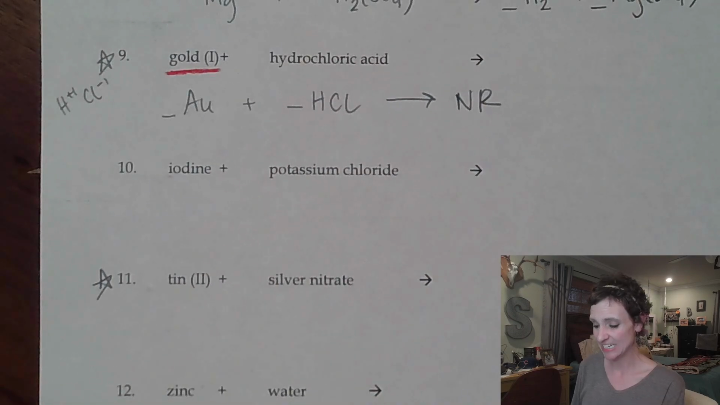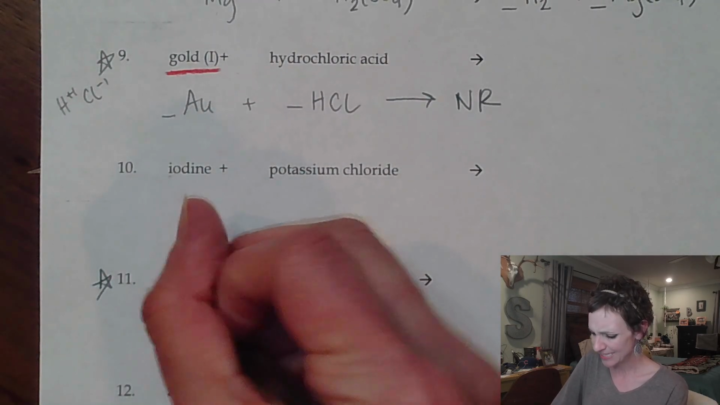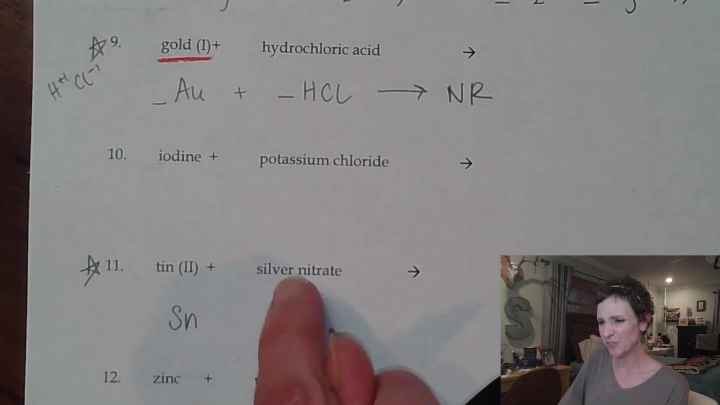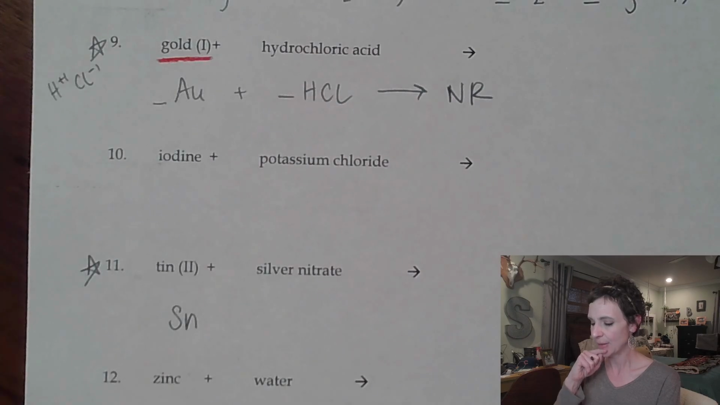So I've got tin. Tin is one of my transition metals, which is why that 2 may come in handy if I need to use it, right? But single tin, there he is. He's not diatomic. And then I got silver nitrate. Silver nitrate, the crisscross to make that compound. How am I going to do that?